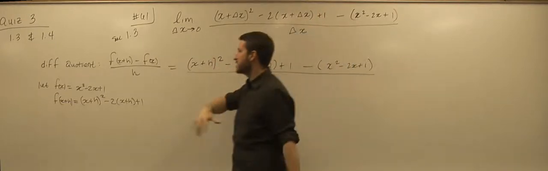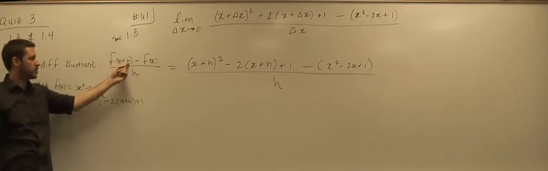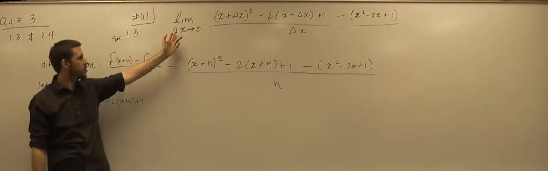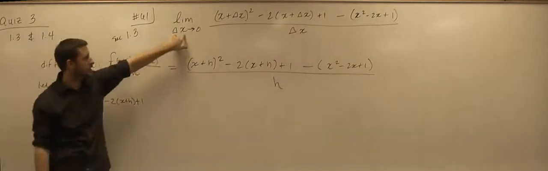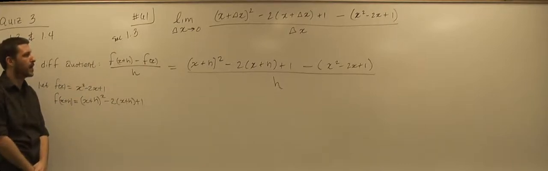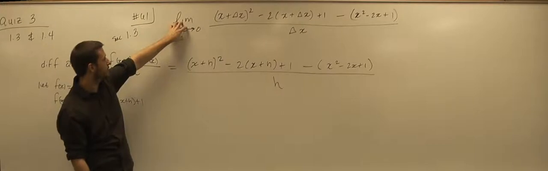And it is exactly the same idea as what this h meant in the difference quotient, which is a small change in x. The reason they use delta x here is this represents change in x. You want your change in x to go to 0. Here we use h because delta x was too confusing. So we're going to treat this like a single variable, like an h.